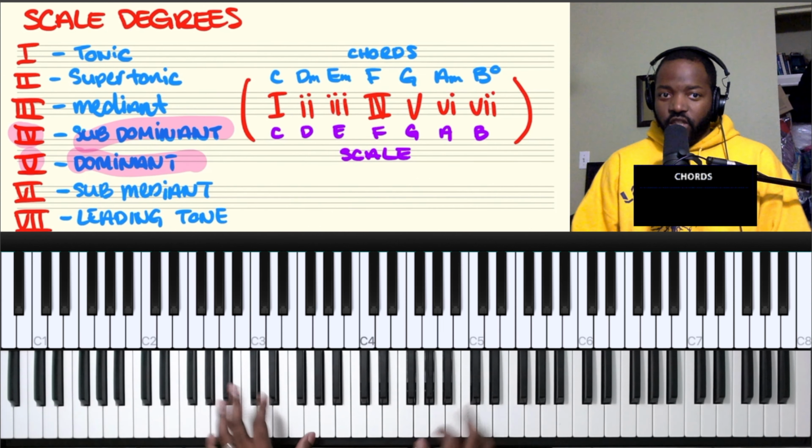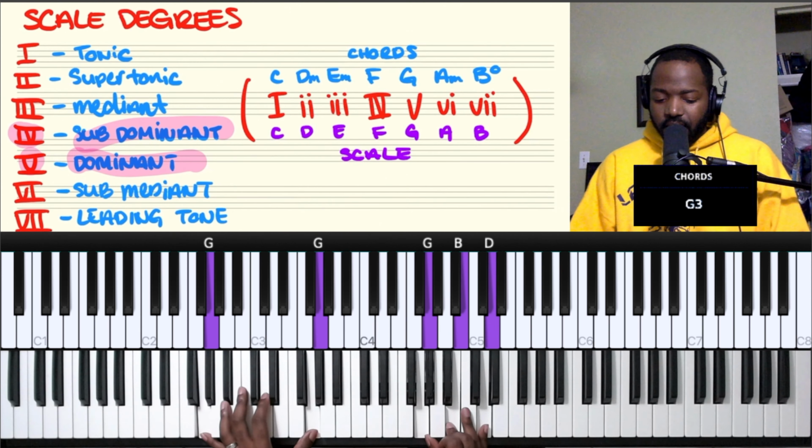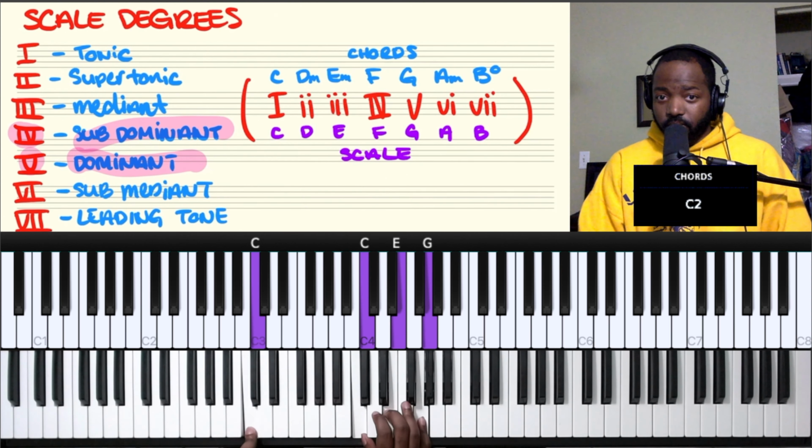So let's take a look at it. If we take a look at our G chord and we take a look at our C chord, our C chord has C, E, G. Our G chord has G, B, D. There's only 1 note in common between those 2 chords, and that note is G.